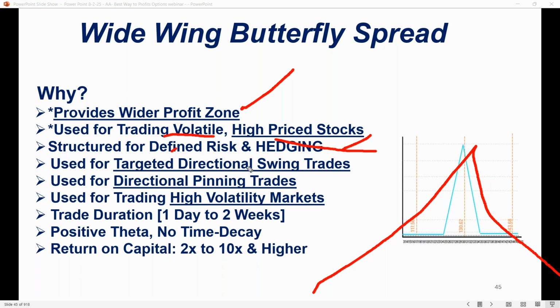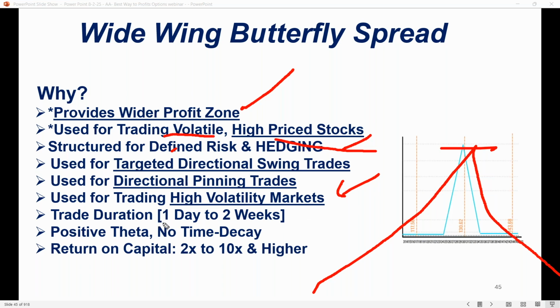We set up our targets. These can be great for target trades, for what we call pinning. Great for high volatility markets because we can really keep our risk down. When we're in higher implied volatility, we're bringing in more premium for the butterfly. We're going to reduce that cost that way.